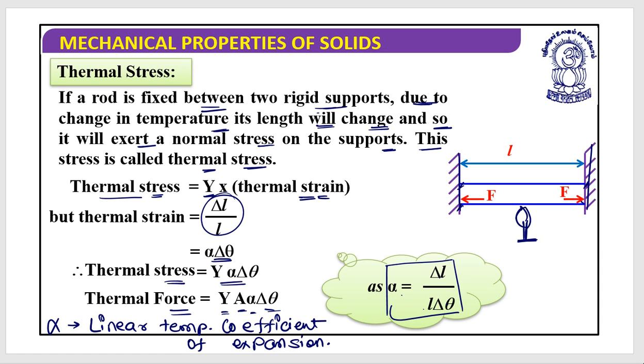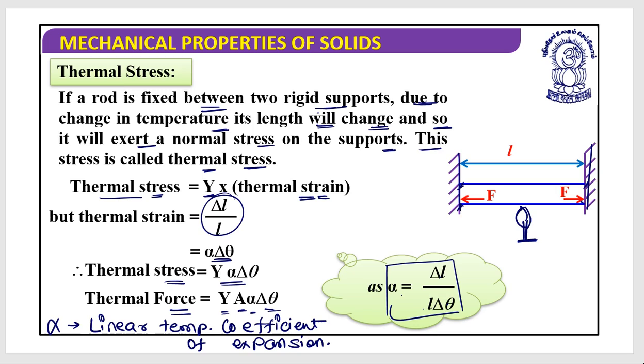So this is the situation when this rod is fixed between two rigid supports, and when I heat up this rod, the rod wants to increase its dimension, but it is not able to increase. Why? Because it has been fixed between two supports. So the stress, the force it faces, is what we call thermal stress or thermal force. I hope this is clear.